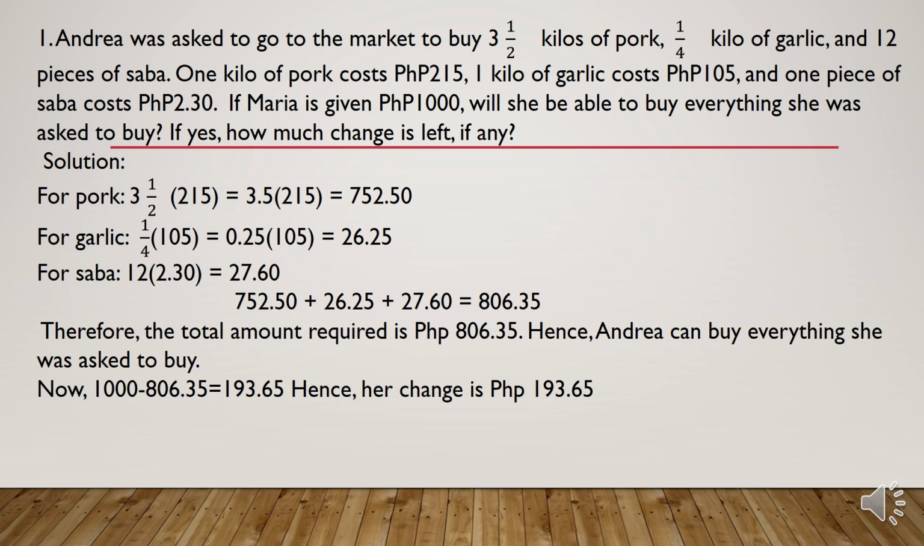So we are going to total the amount for pork, garlic, and saba. So it costs 806.35. In the last part of the problem, it was asked if she will be able to buy everything she was asked to buy with the 1,000 pesos given to her. The answer is yes, because the total amount is only 806.35. So her change is 193.65 pesos.